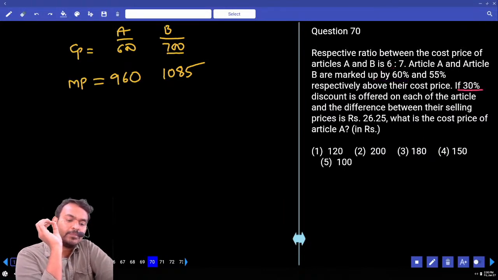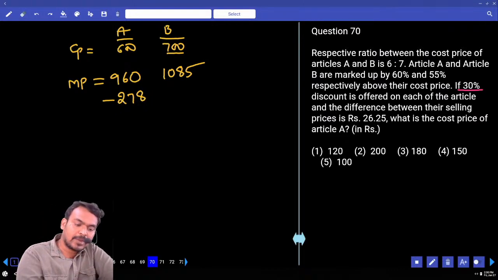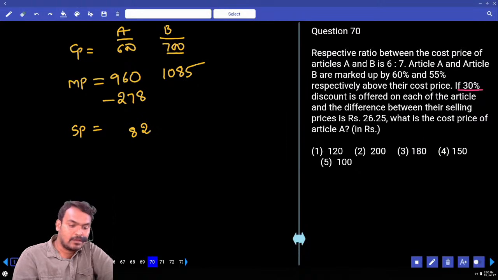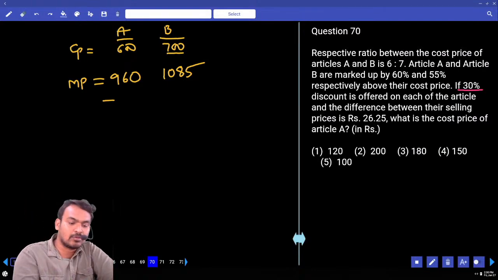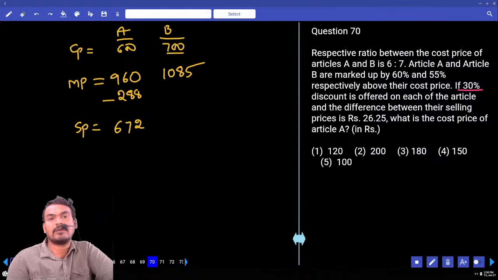30%. What is 30% of 960? 288. Sorry, 96 times 3 is 270 plus 18, so 288. Subtracting, we get the selling price of the first one. 10 minus 8, 2. 15 minus 8, 7. 8 minus 2, 6. That is the selling price of the first one, 672.